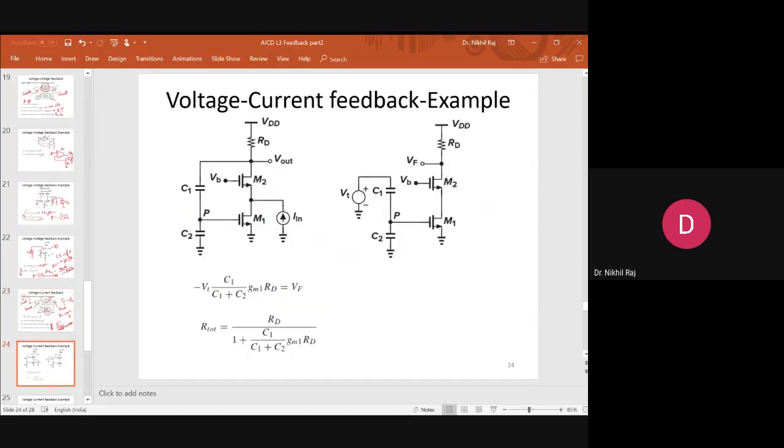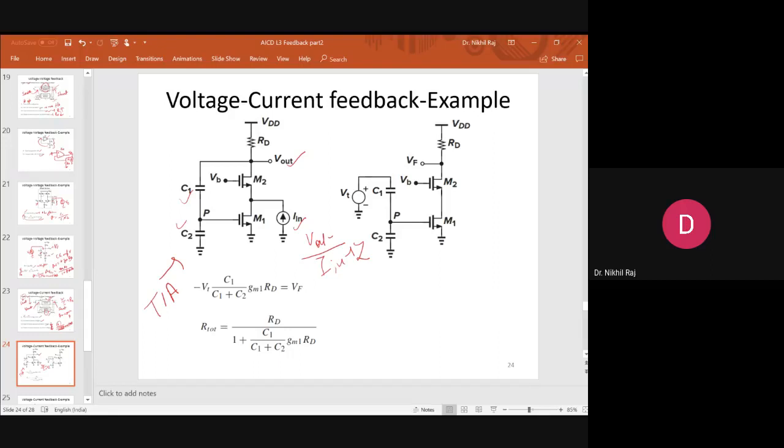Now coming to the example of voltage current feedback, this is your amplifier. Which type of amplifier is it? Output is voltage and input is current. This means it is talking about V out by I in, which is nothing but impedance Z. So it is a transimpedance amplifier, TIA for short. After you identify the type of amplifier, the second thing to identify is the feedback component. The feedback component is C1 and C2.